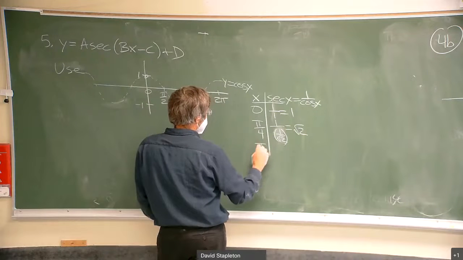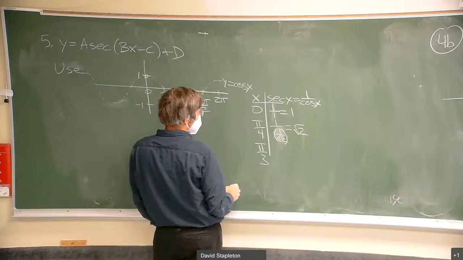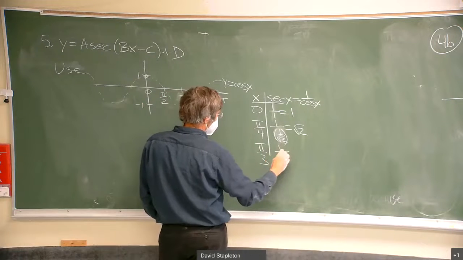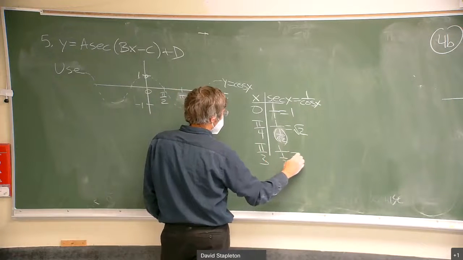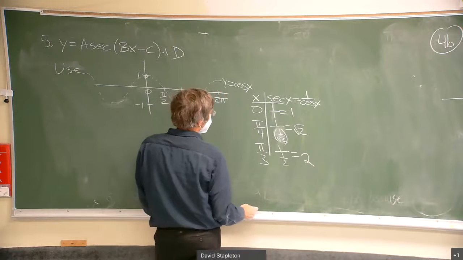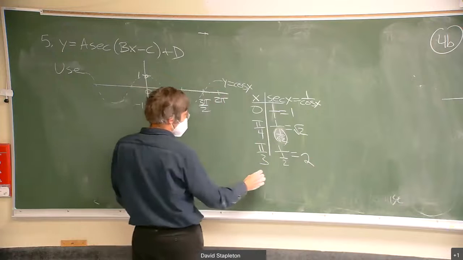When theta equals pi over 3, cosine was equal to a half, and so secant is 1 over a half, which is 2. And we can do some more of those. At pi over 2, cosine is 0, so secant is undefined.